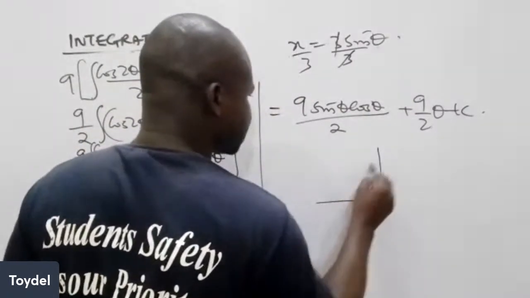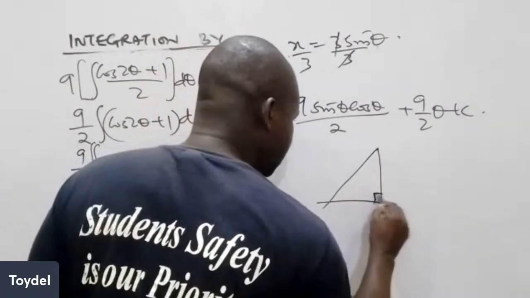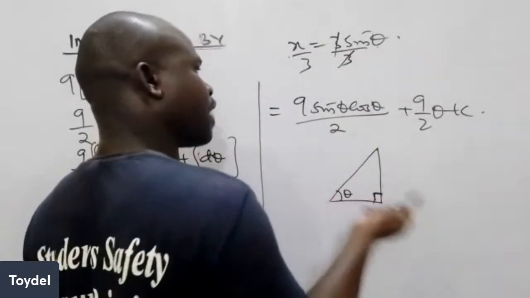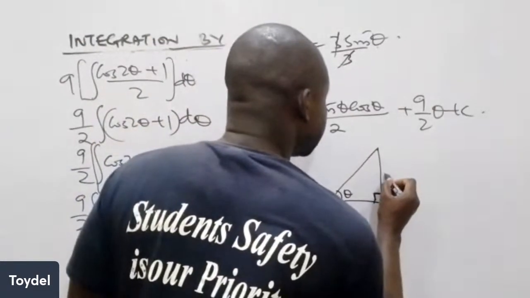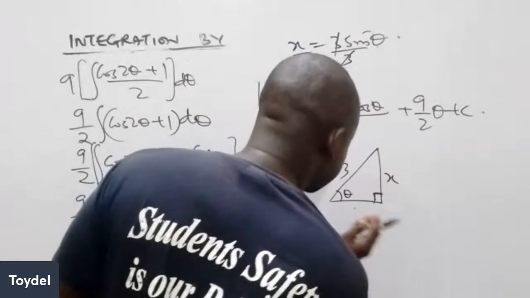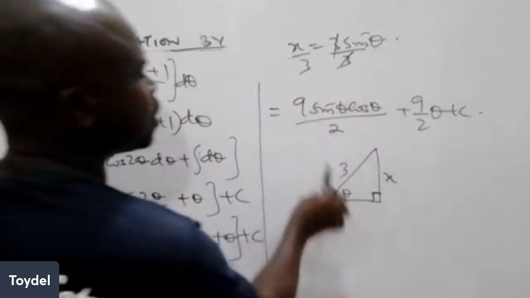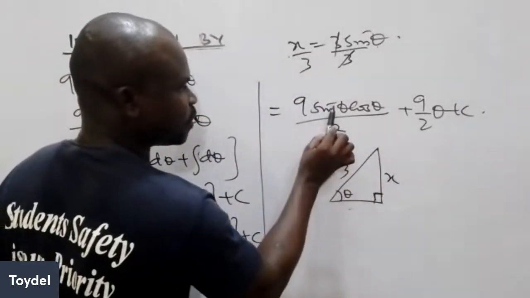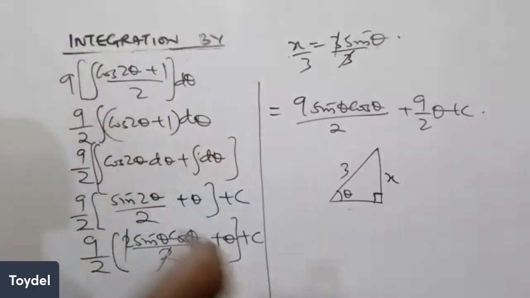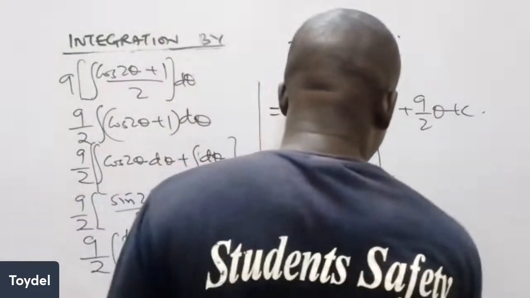So I can actually sketch something of this nature: a right angle triangle. If this angle is theta, sine is opposite over hypotenuse, so sine theta is opposite x all over 3. So there's need for me to find the adjacent, for me to be able to rewrite everything in terms of x, because my answer must be in the form of x, not theta, since we are given the question in the form of x.